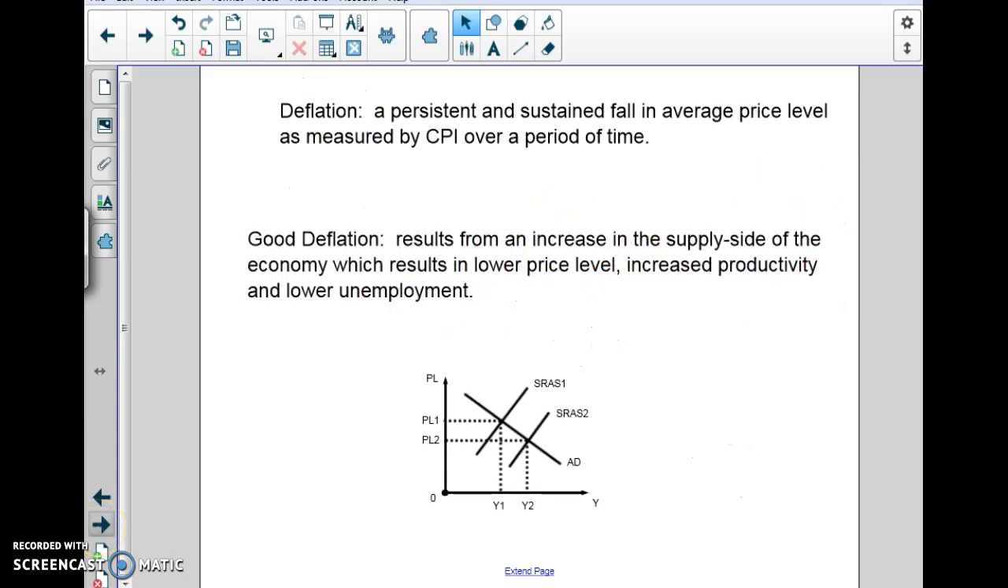Now, besides inflation, we have deflation. You know what that is. You know that prices fall over time. Exact opposite. And deflation is interesting because it can be both good and bad.